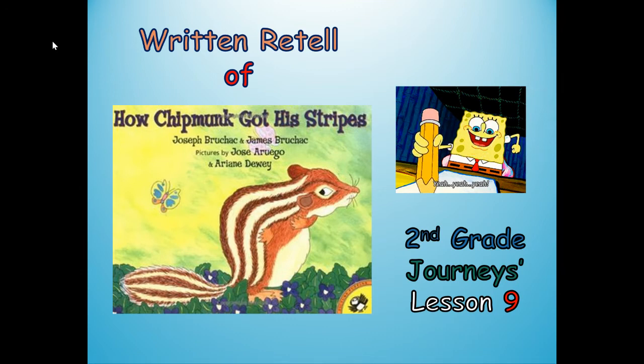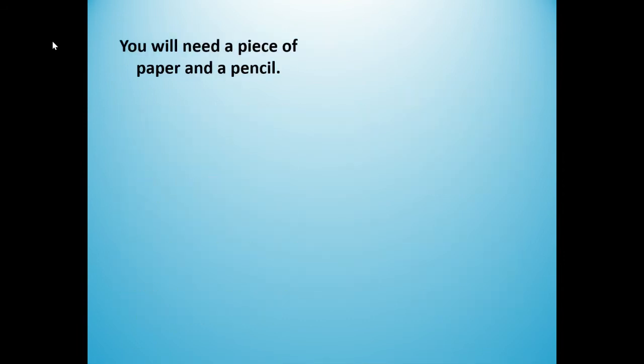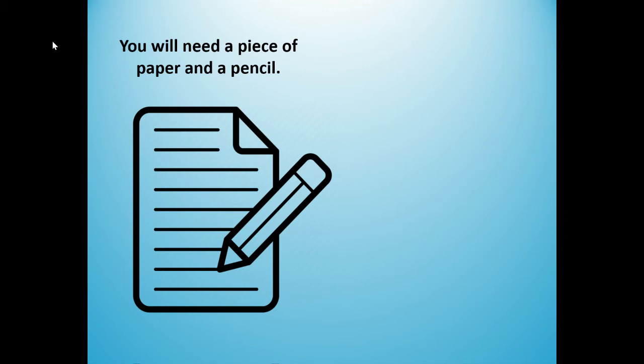Today, our lesson is going to focus on writing a written retell of How Chipmunk Got His Stripes. This is from our second grade Journeys textbook, lesson 9. And for this lesson, you will need a piece of paper and a pencil. So if you don't already have those things, push pause, get your materials, and then push play to rejoin the lesson.